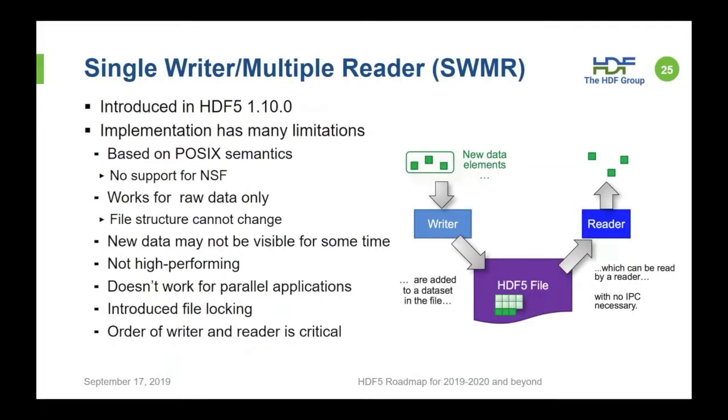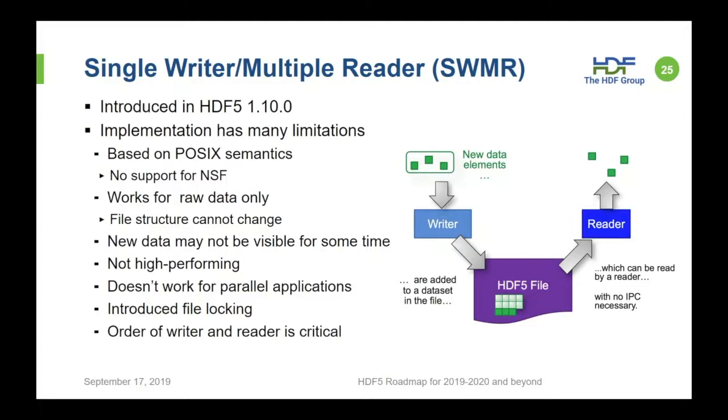Mike mentioned single writer, multiple reader. It was introduced in 1.10. What that feature does: you have a file, and you have one process that writes to the file, and right now it just adds new data to an existing data set in the file. And then multiple readers may come in, open the file, and start reading data, and there is no inter-process communication necessary to get data from the file.